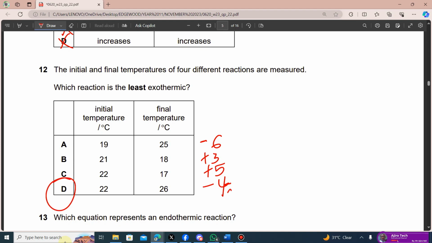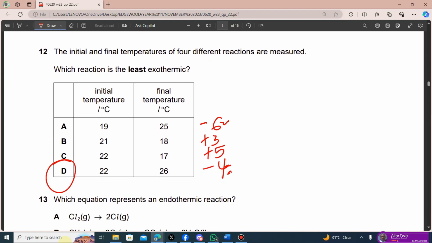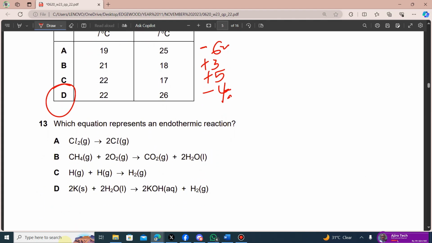This is least exothermic. That is, this is more exothermic. Remember, exothermic means you have a negative heat change. So a more negative heat change means it is more exothermic. A smaller value of the change in temperature shows that it is the least exothermic. So go to question 13.